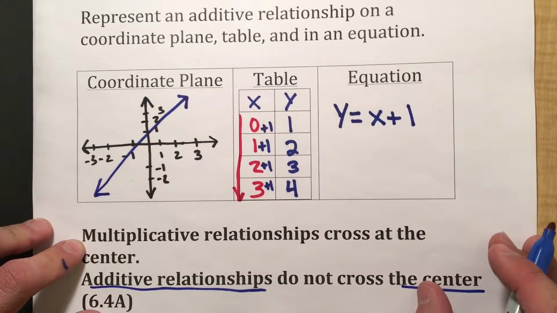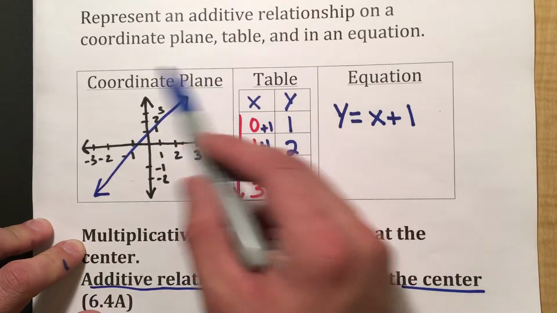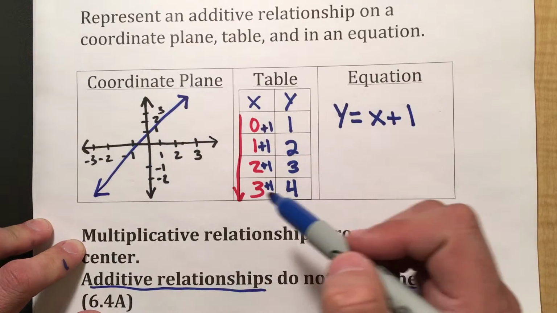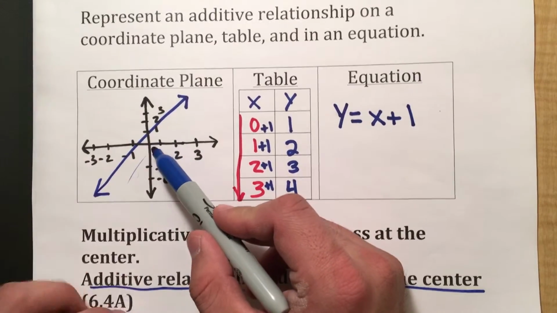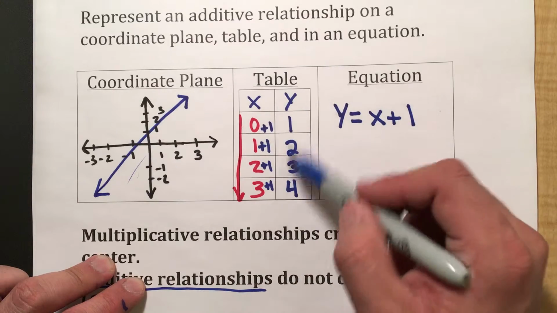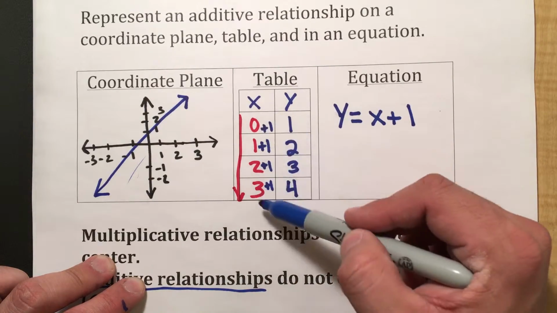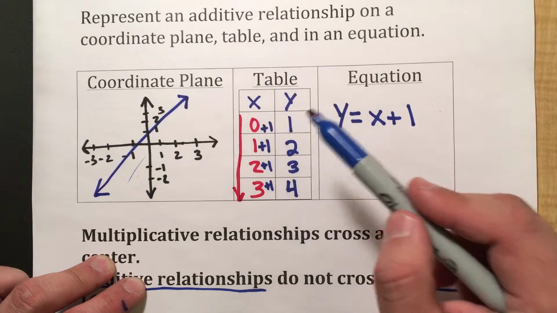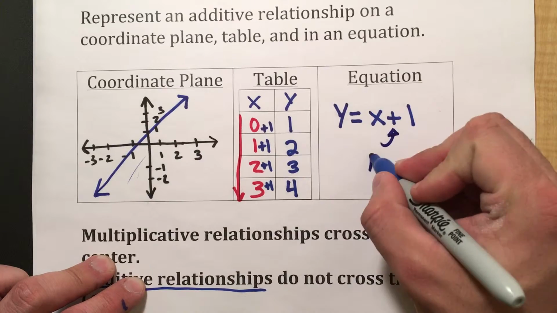So if we're given a graph, and on that graph they show us an equation that's been graphed and it does not cross the center, do you guys see how it's not crossing the center here? We can automatically say that that's an additive relationship. If we're given a table, and in that table we're adding the same number to all of our x values, we can say it's an additive relationship. If we're given an equation, and in that equation we have a plus sign, then we can say that that's an additive relationship too.